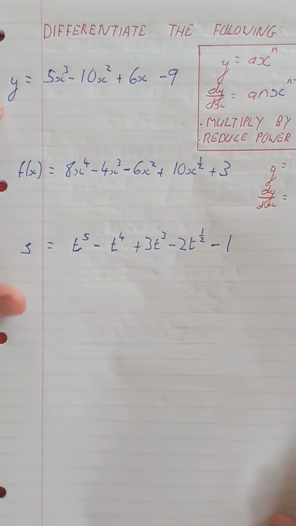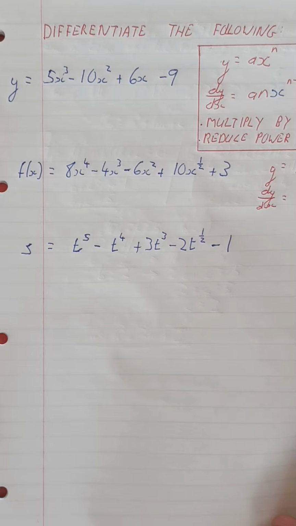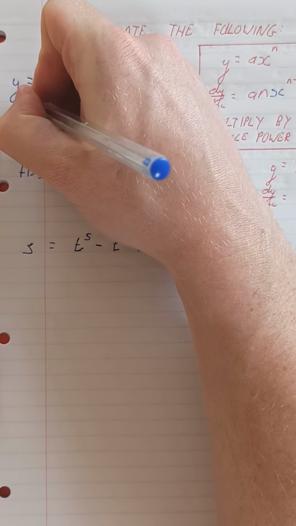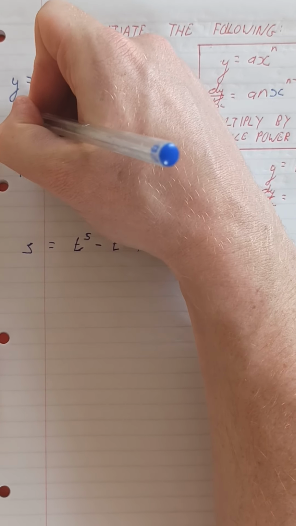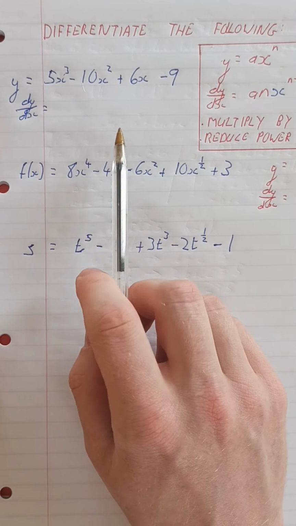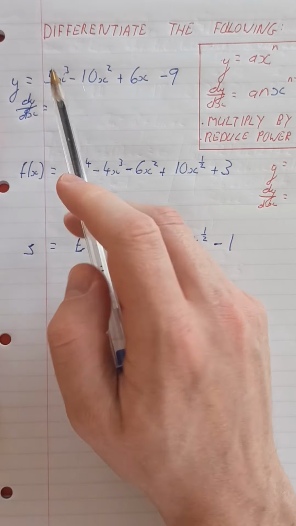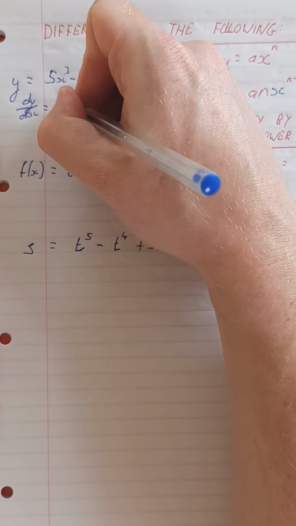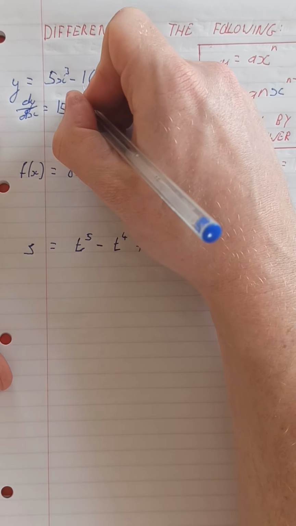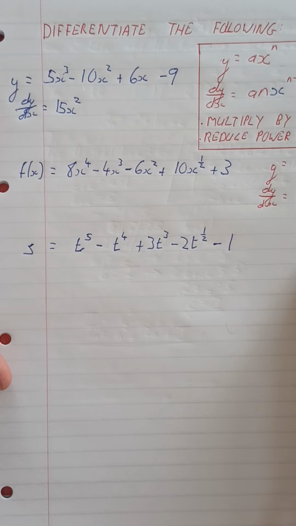So here we have y equals 5x cubed minus 10x squared plus 6x minus 9. So as soon as we differentiate, y becomes dy dx. So then we have dy dx. Now let's multiply by the power. So 3 times 5 is 15. Our x stays. And reduce the power by 1. So 3 minus 1 is 2. So we have 15x squared.